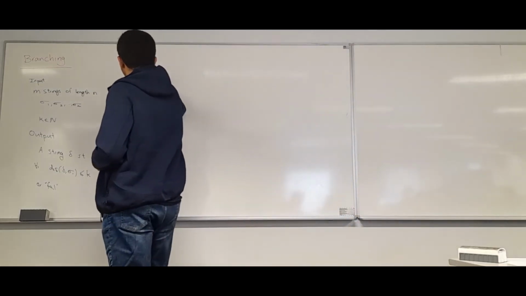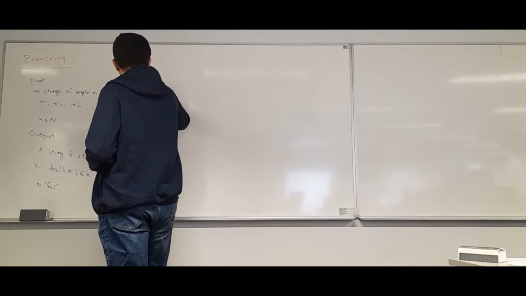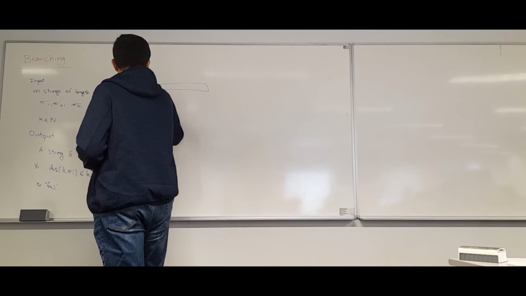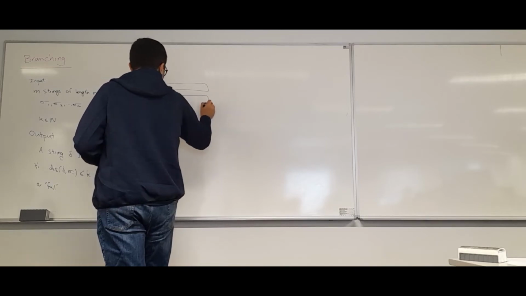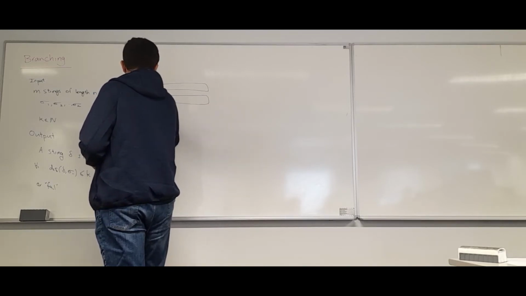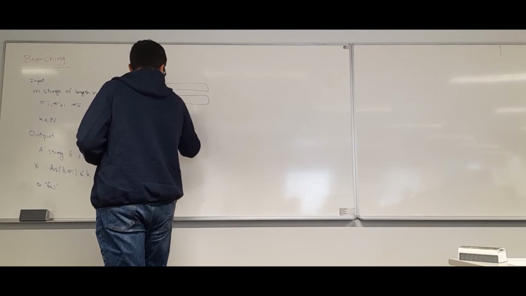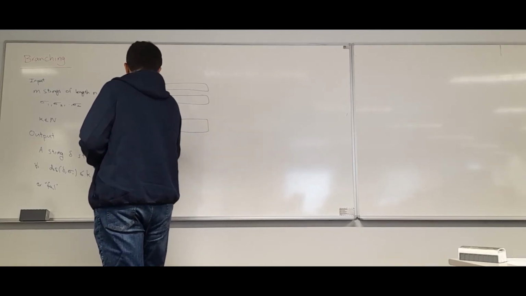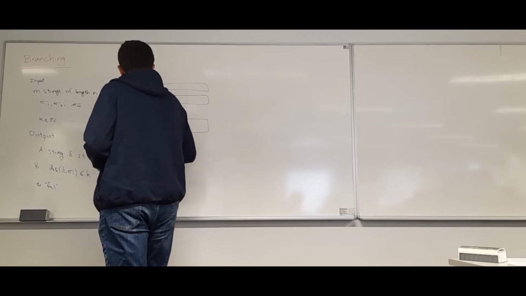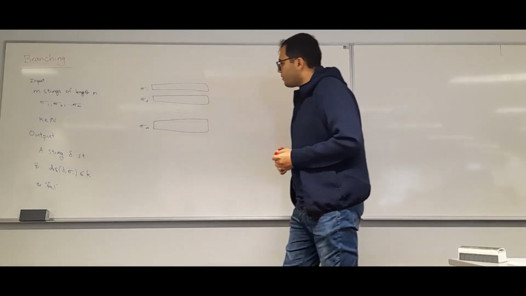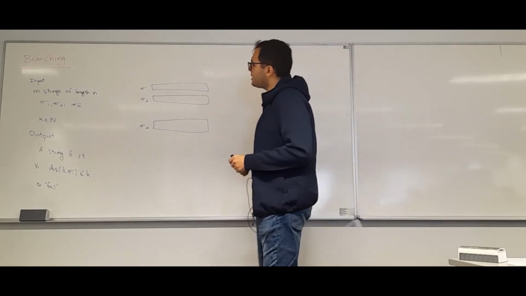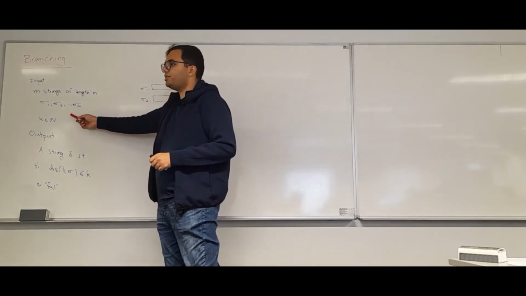So let's just have a pictorial representation here. Let's say this is my first string, sigma 1. This is my second string, sigma 2, and so on. And I have one last string, and let's say that this is sigma m. Okay. First of all, what can I say about the distances between the strings in my original input?